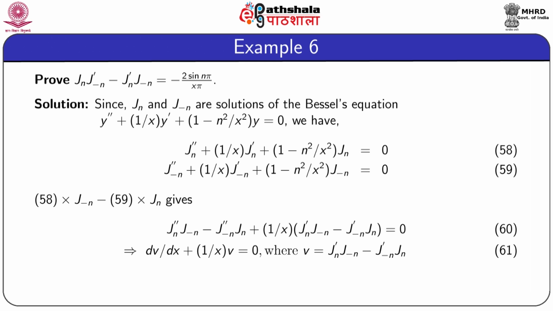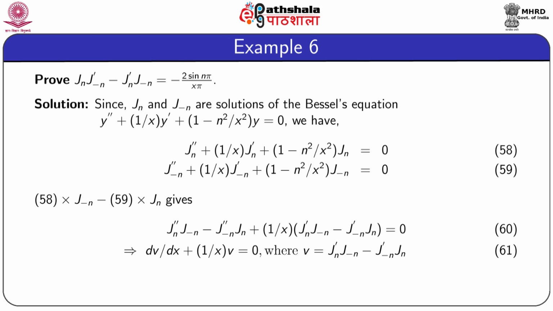In example 6, we have to show J_n(x) J'_{-n}(x) minus J'_n(x) J_{-n}(x) is equal to minus 2 sin(n pi) divided by pi x, where J'_n is the first derivative of J_n(x) with respect to x.